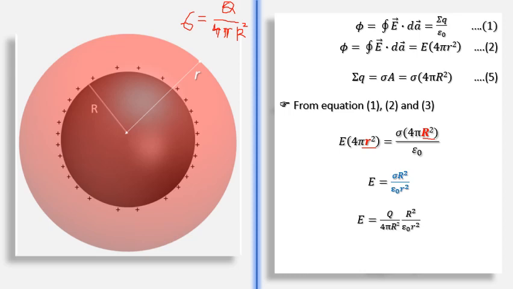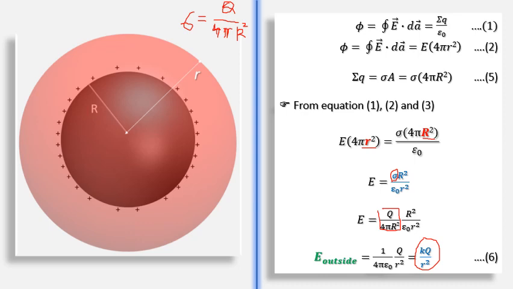See, only this sigma is replaced. This sigma is replaced with q by A. So this is q by A, the remaining part as it was, and then r square cancels, and this is what we have. Don't you think this formula is familiar? This is very similar to the formula of a point charge, kq by r square.